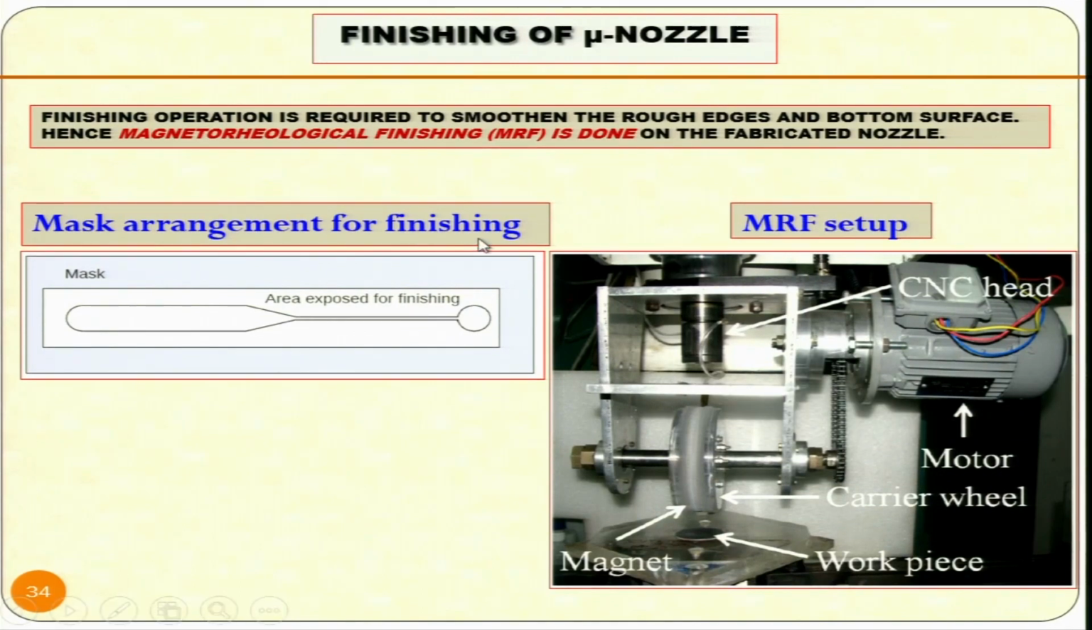Mask arrangement for finishing. This is the mask, this is the area exposed for finishing purposes, this and this area, and this is not. So this is the magnet, which has the magnet carrier, and here the workpiece is there, and the other CNC head etc. are there. This is connected to the CNC machine.